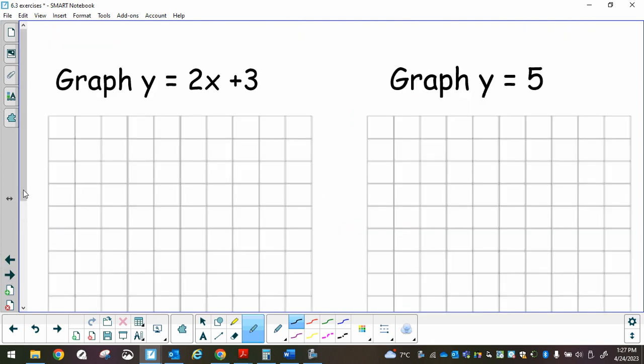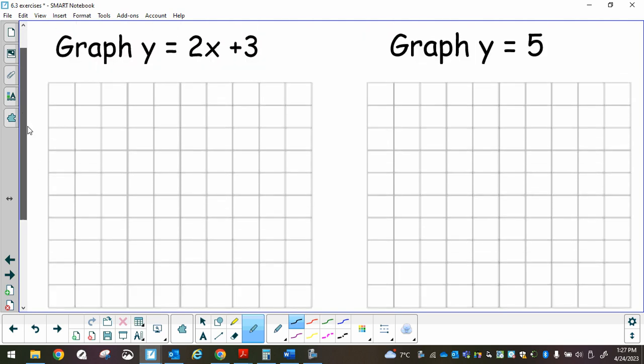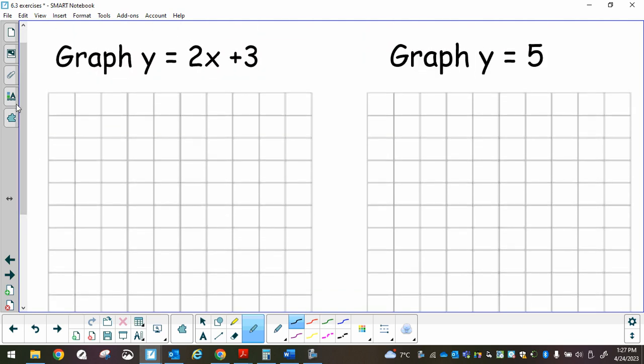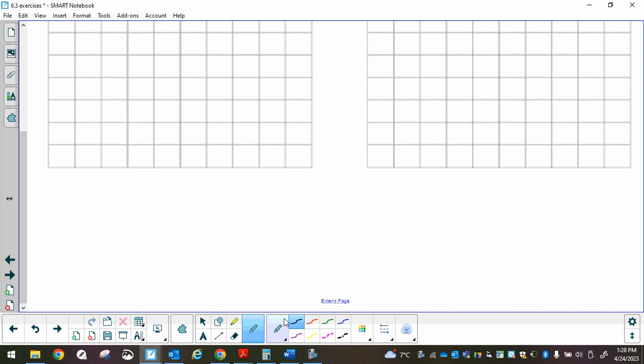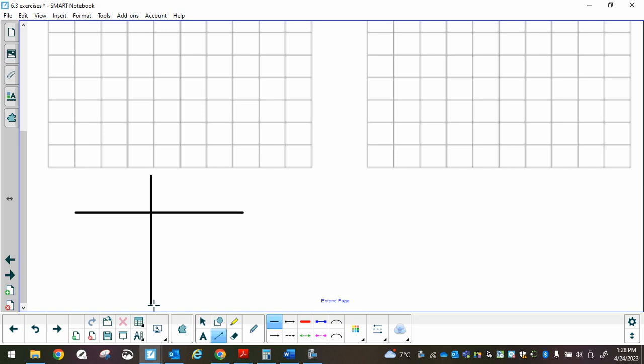Okay, we're going to look at another example here. They want you to graph this equation, y equals 2x plus 3. Graph it. Where do we start? We talked about this yesterday. You need a t-table to make a graph. So first thing we're going to do is sketch a little t-table.